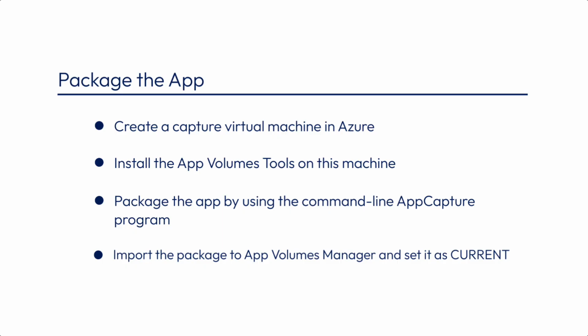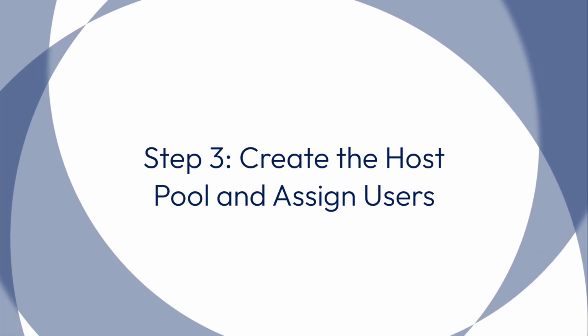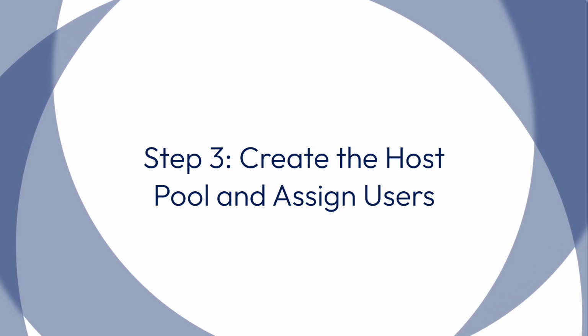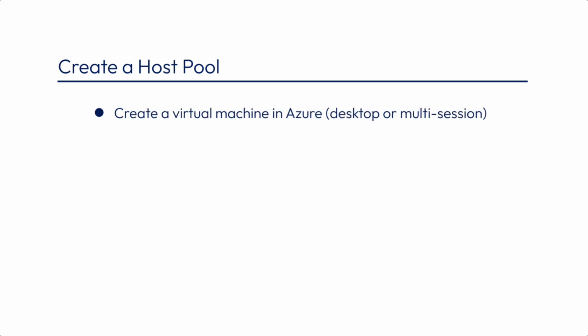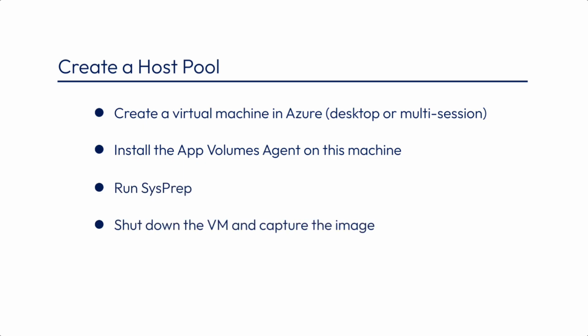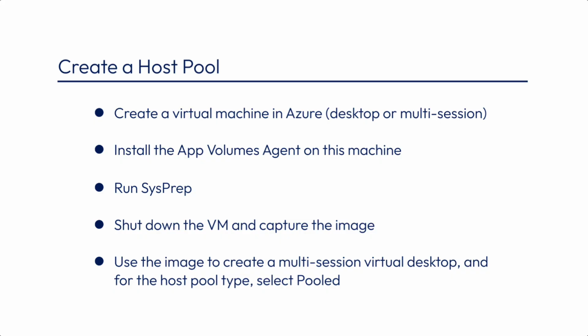Now we'll switch over to Azure Virtual Desktop. The packaged application can be streamed to a Windows multi-session host pool, which is like a desktop pool in Horizon. Here's an outline of the process. Create a virtual machine in Azure, install the App Volumes agent just like you would in a vSphere VM, run sysprep, shut down the VM, and use it to capture an image. Use that image to create a multi-session Azure Virtual Desktop, and for the host pool type, select Pooled. You're going to assign this host pool to the application package, and you'll also assign users.